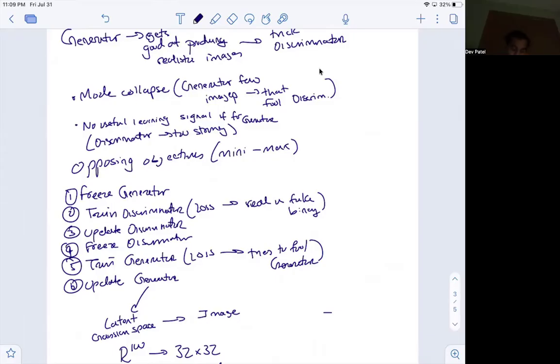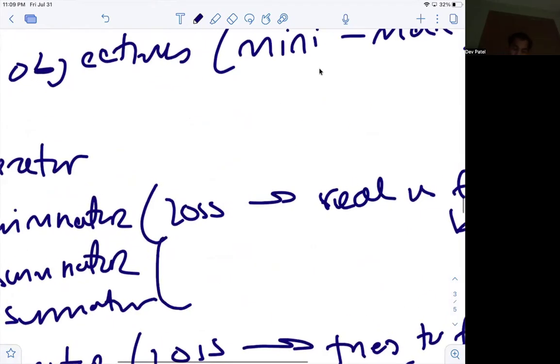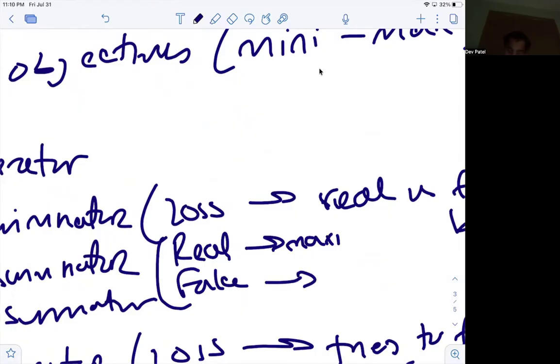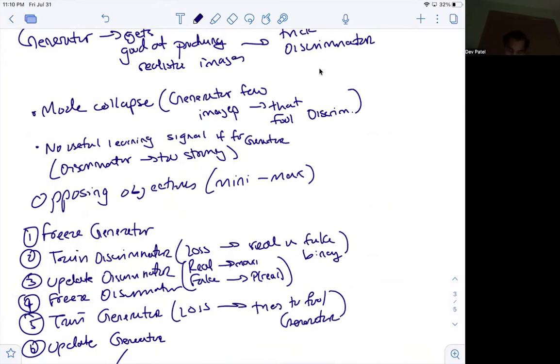And for the discriminator's weights, again, it's going to look at whether it's a real image. If it's a real image, it wants to maximize the probability that it outputs real. If it's a fake image, it wants to minimize the probability of real. So that's the loss, and it's going to update the discriminator.